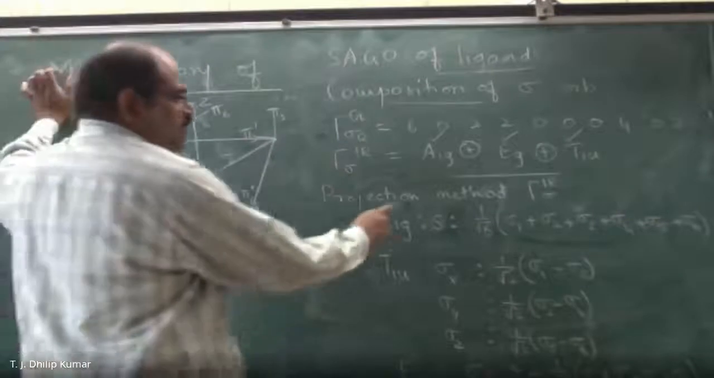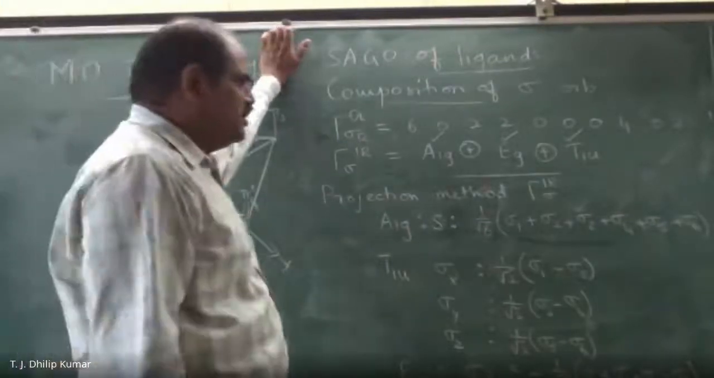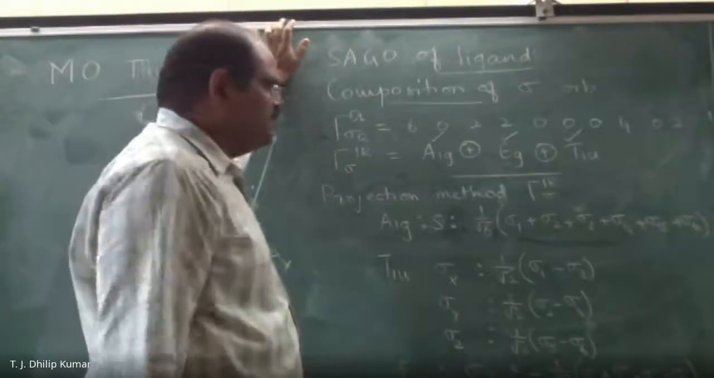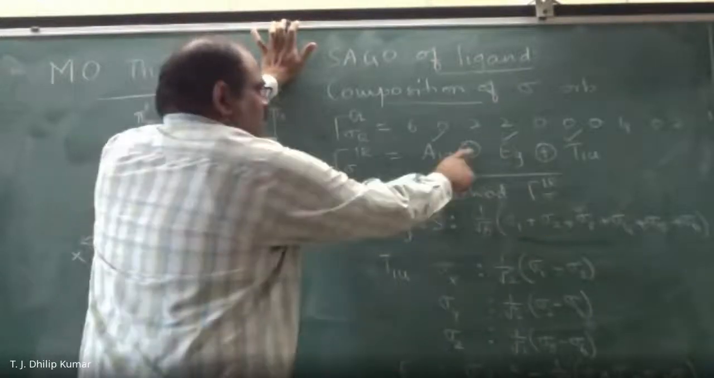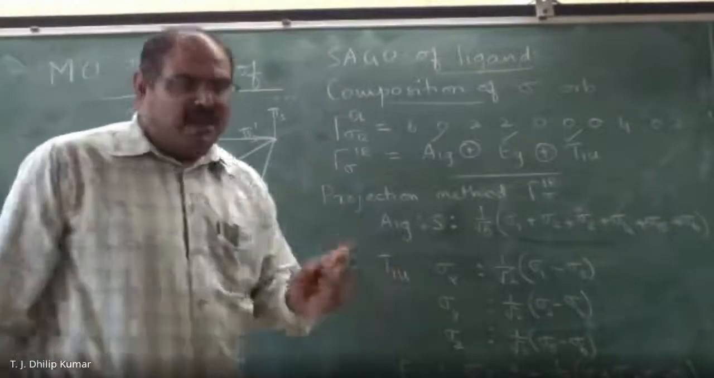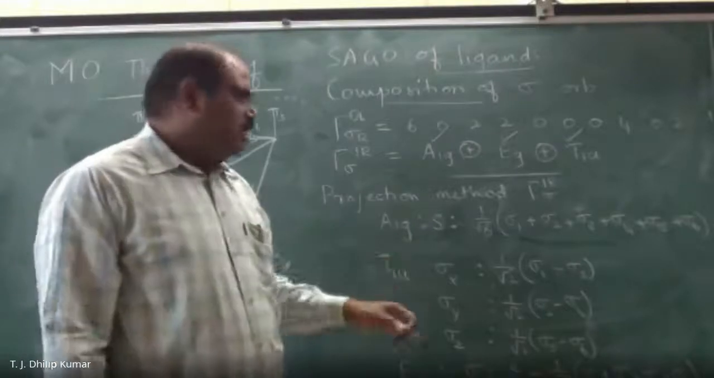This is obtained by the projection method, which we did for the last 2 classes. How to get it? We apply the projection operator to get the symmetry of the orbitals. So these are sigma 1, sigma 2, sigma 3 orbitals. Similarly, T1u is triply degenerate. If you see in the character table, T1u stands for x, y, z. It will be Tx, Ty, Tz.